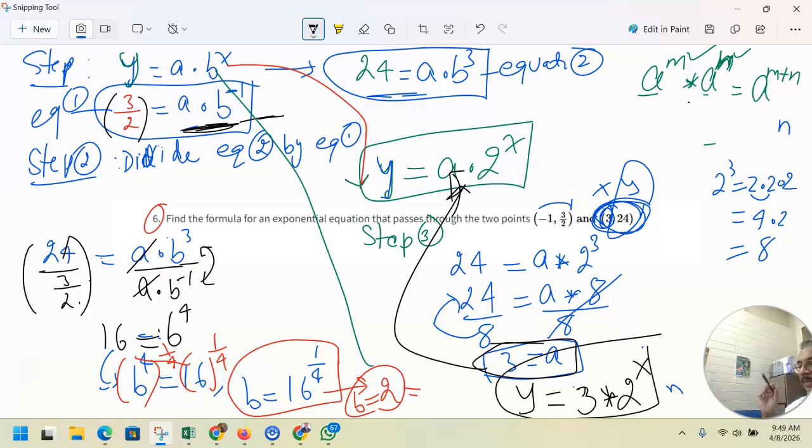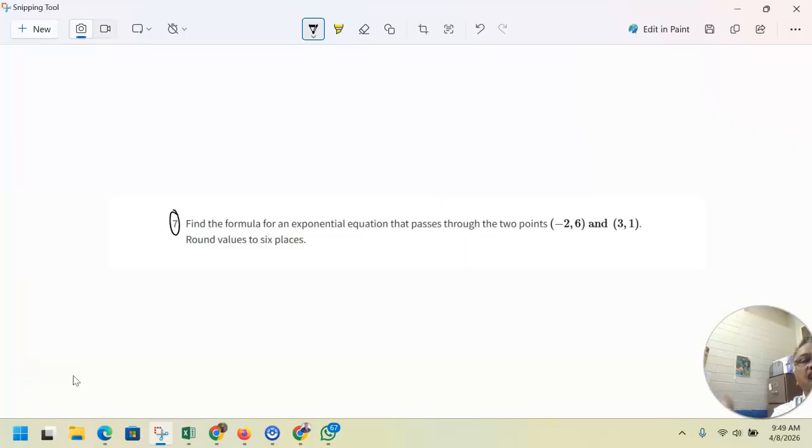You're done. Okay. So this is how you have to do this problem. Let's do another one. Question number 7. Find the exponential equation. This time we have the same problem but a different situation.